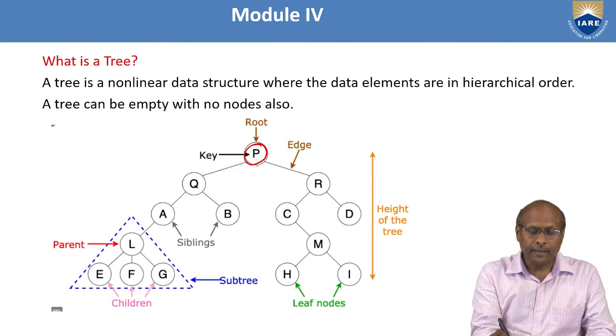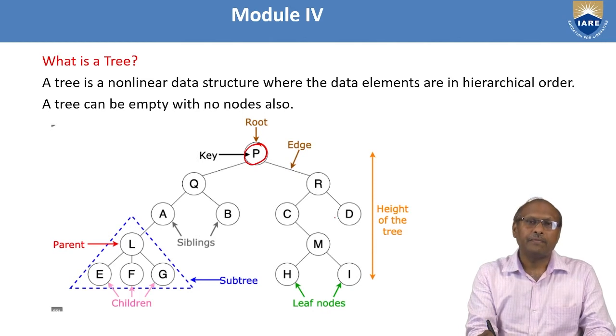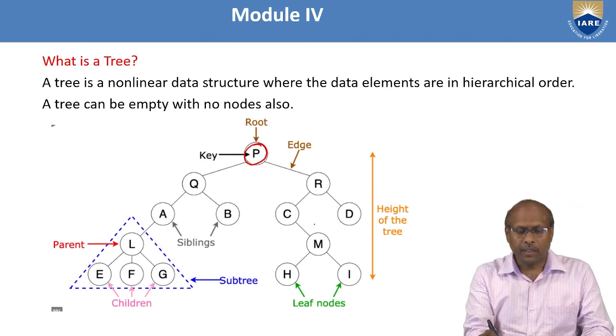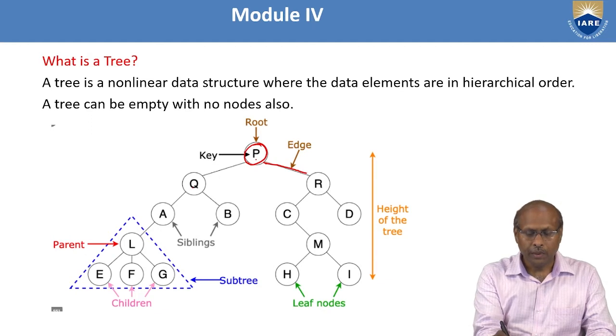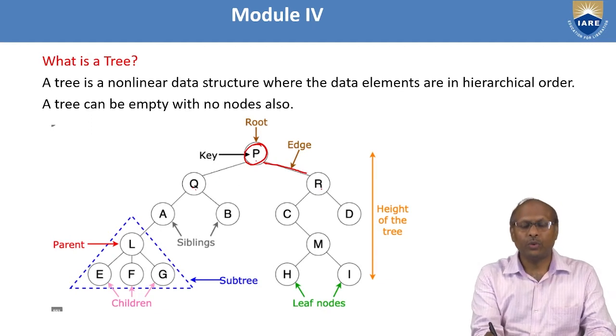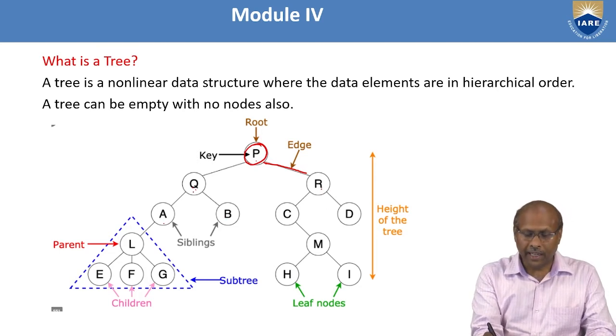And for every parent node, there will be children. And remember, when I say tree, a tree can have any number of nodes and a node can have any number of child nodes. There is no restriction. Whenever there is no restriction, that tree is also known as a general tree. Now, the connection between the parent node and child node is called an edge. Now, P is the parent, Q and R are the two children. Similarly, here Q is the parent, A and B are the two children. Similarly, R is the parent, C and D are the two child nodes.